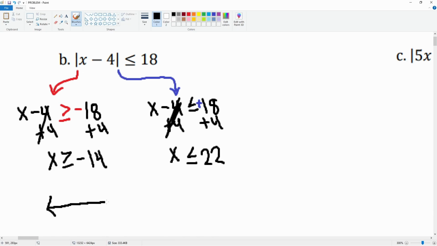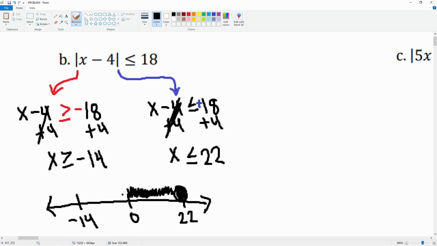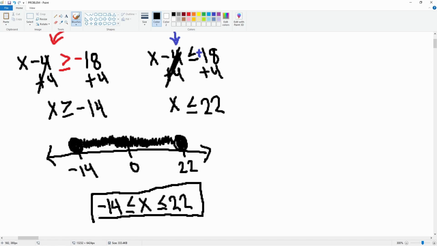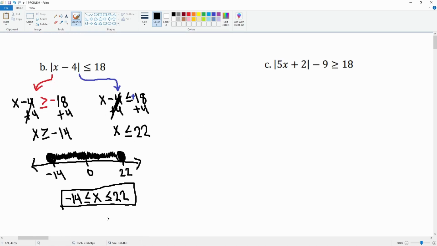Now I draw my number line. I need the number negative 14, the number 0, and the number 22. x is less than or equal to 22, so it's closed, and it goes all the way to the left because it is less than 22. And then here, x is greater than or equal to negative 14. It's closed, goes all the way to the right. It's connected, so this is an AND inequality, so you can write this as x is less than or equal to 22 and greater than or equal to negative 14. That would be the compound inequality, all right?